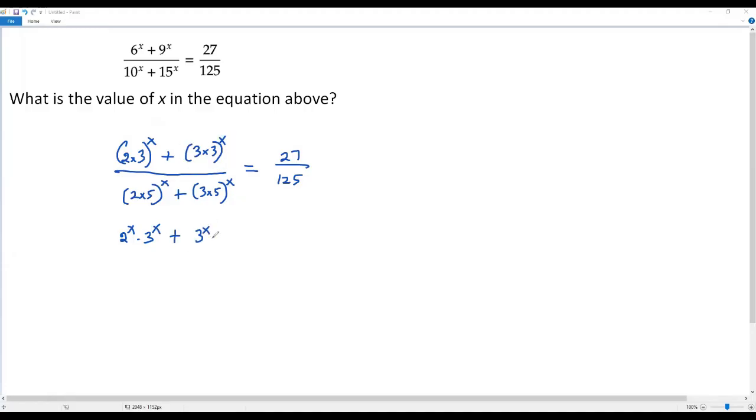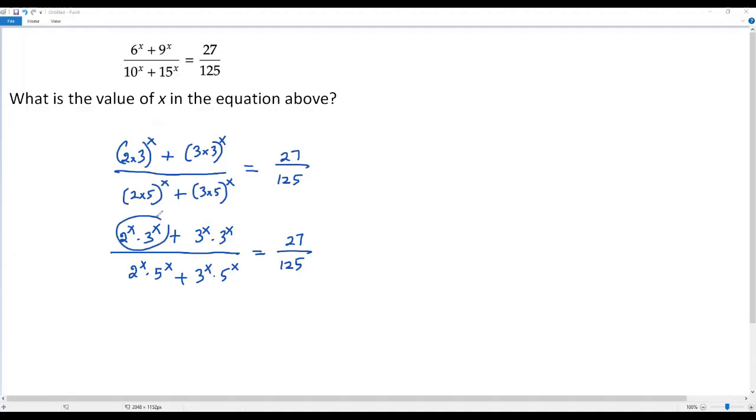Then I'm getting 3 to the power of x times 3 to the power of x divided by, here also the same thing. We get 2 to the power of x times 5 to the power of x, positive 3 to the power of x times 5 to the power of x equals 27 over 125.